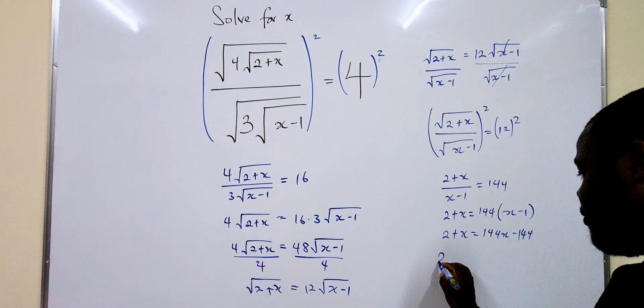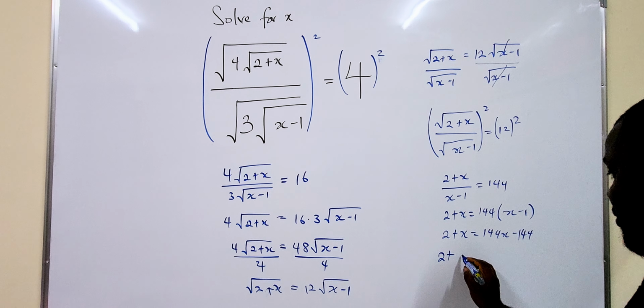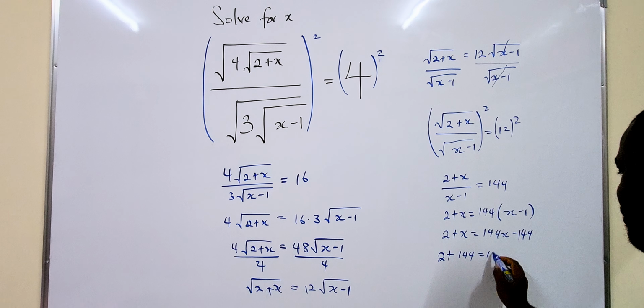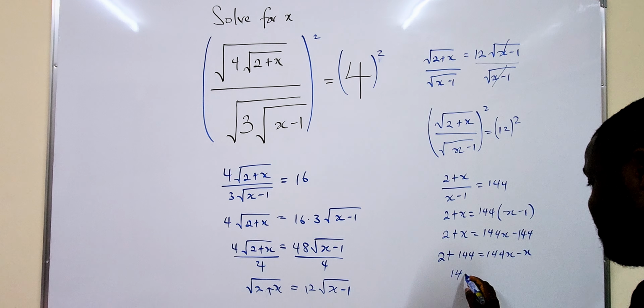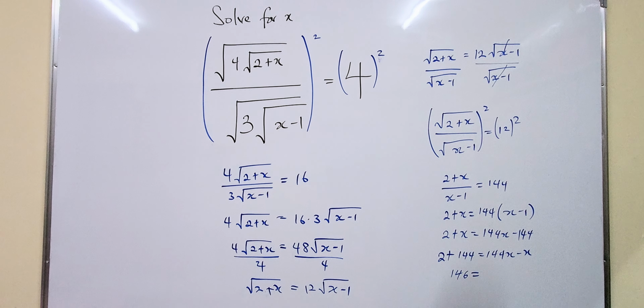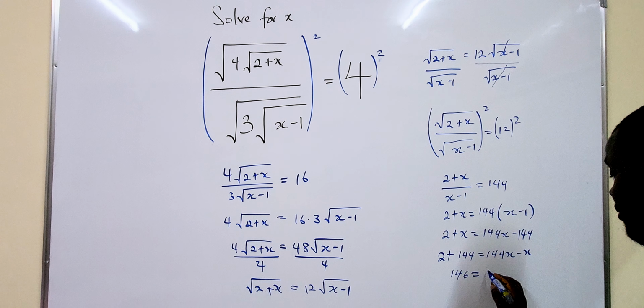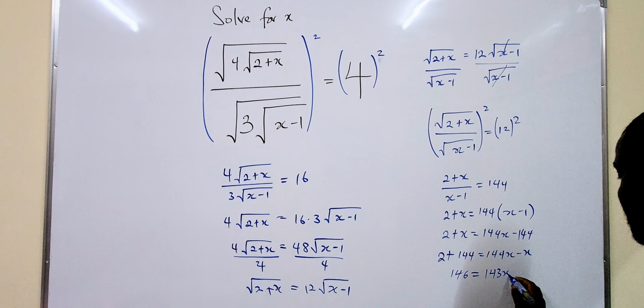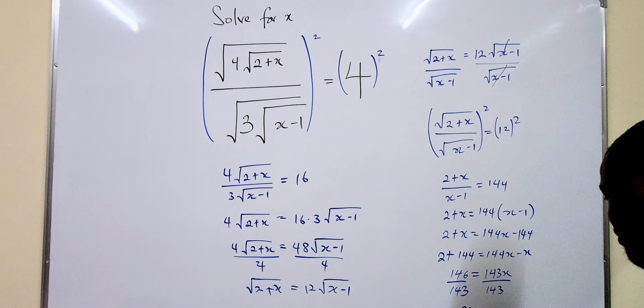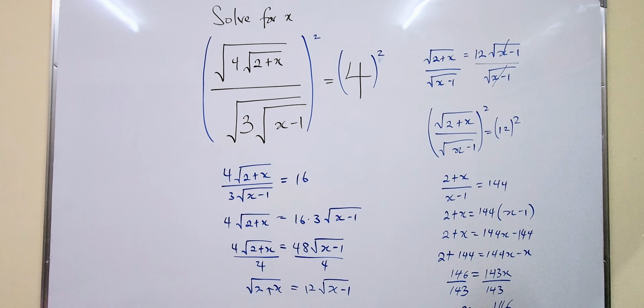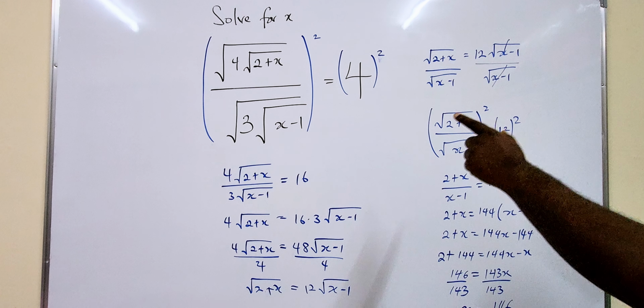So we can say 2 plus 144, we bring it over, 144 equals 144x minus x. And this is going to give me 146, I guess. Yeah, 146. And 144x minus x is going to give you 143x. So I can divide both sides by 143. So my answer will be x equals 146 over 143. And that is the answer to this simple question.